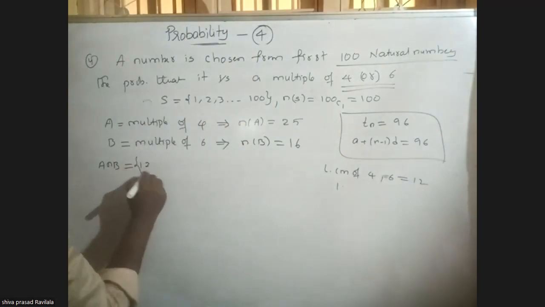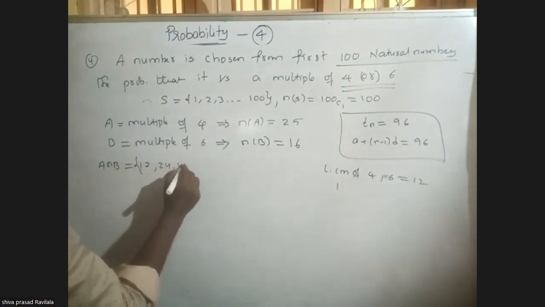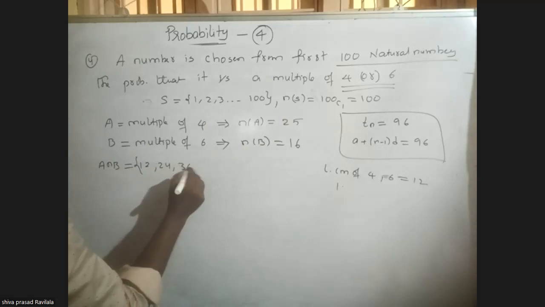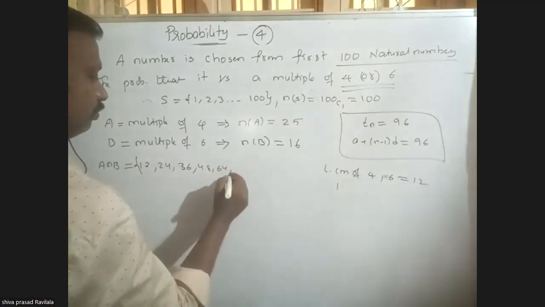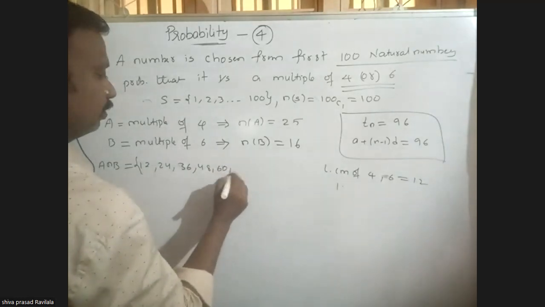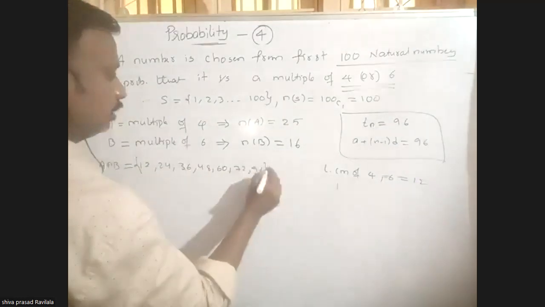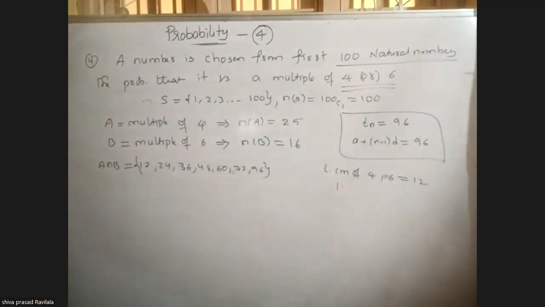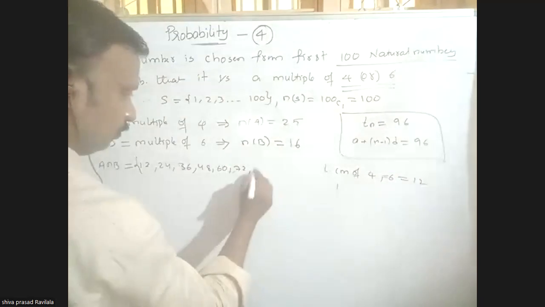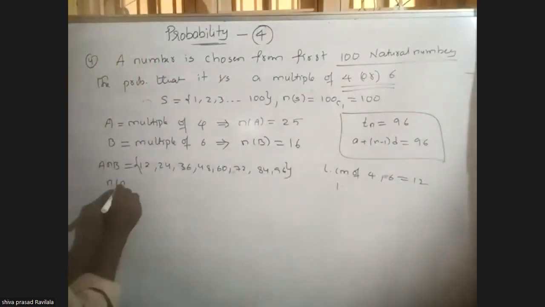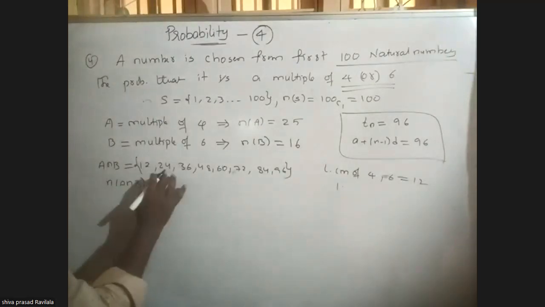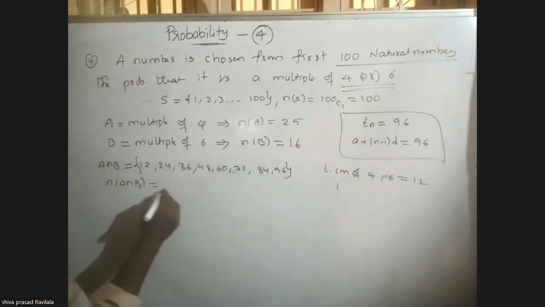A intersection B: 12, 24, 36, next one 48, 60, 72, 84, 96. Therefore, n of A intersection B is equal to 1, 2, 3, 4, 5, 6, 7, 8.